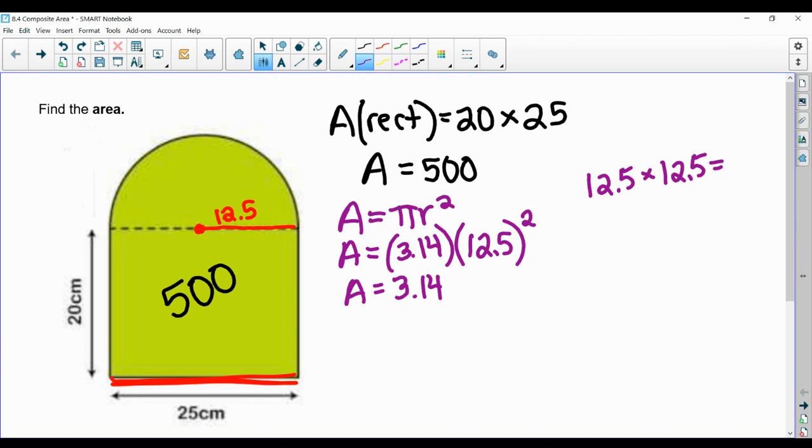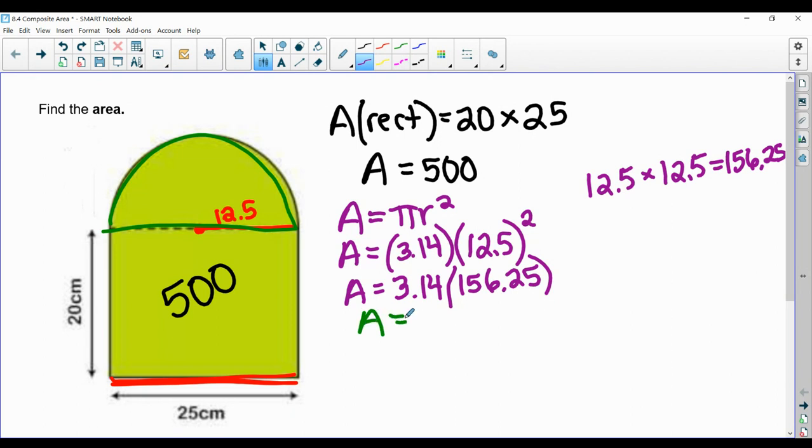12.5 times 12.5 gives me a pretty big number, 156.25. Okay, a lot of work to be done in these. Now, I would be finished with the area, except I only have a semicircle. I don't have a full circle. So when I multiply these two numbers, I'm going to end up cutting them in half.